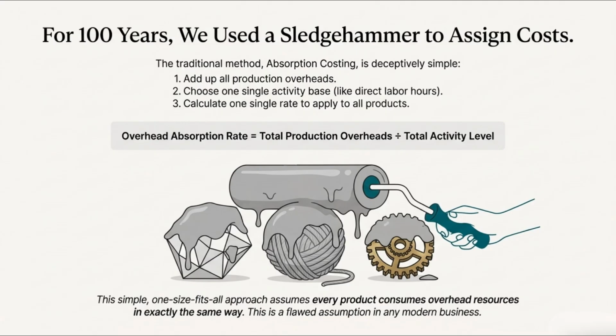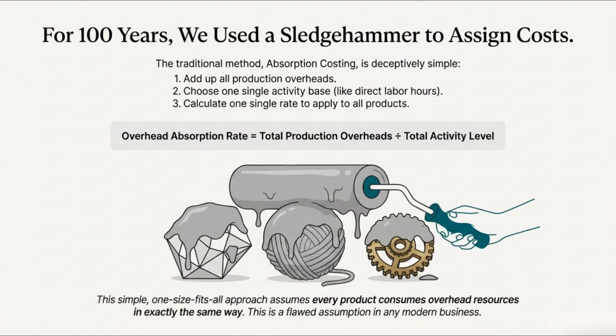So how have businesses traditionally dealt with overhead allocation? Through a method called absorption costing. And it's deceptively simple. Here's how it works. Step 1. Add up all your production overhead costs. Step 2. Choose one single activity base, usually direct labor hours or machine hours. Step 3. Calculate one single overhead absorption rate to apply to all products. The formula is straightforward. Overhead absorption rate equals total production overheads divided by total activity level.